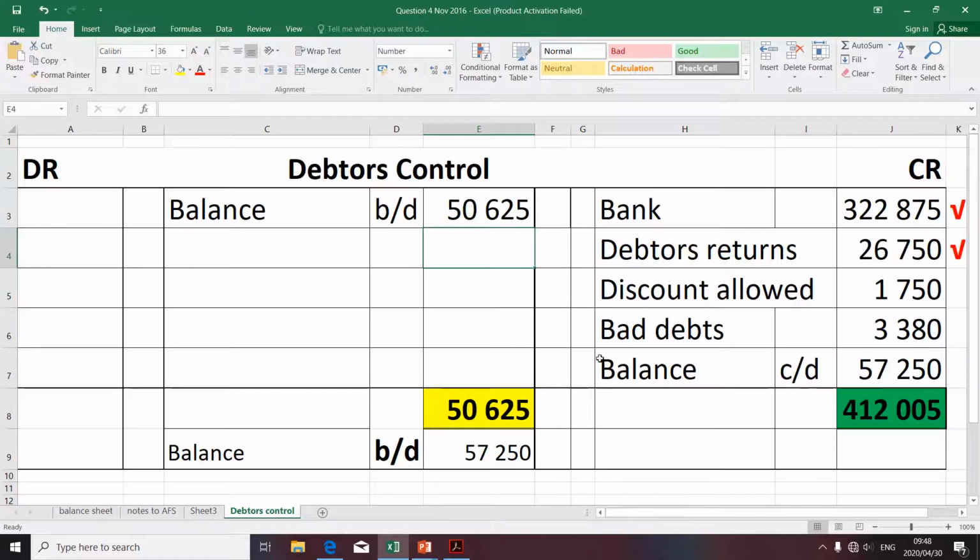Remember, your debtors will be increased by sales on credit to the customers. So in order to determine the value of sales, we're going to take the total of credit and minus what we have on our debit side, and that specifically relates to sales. That's it. That's how you would have gone about preparing your debtors control account. Thank you. This is where my presentation ends.